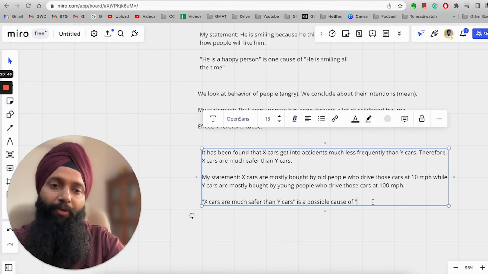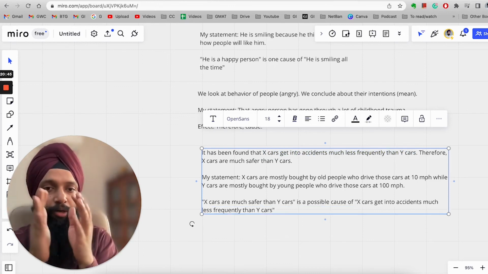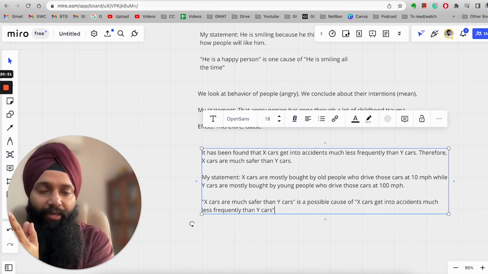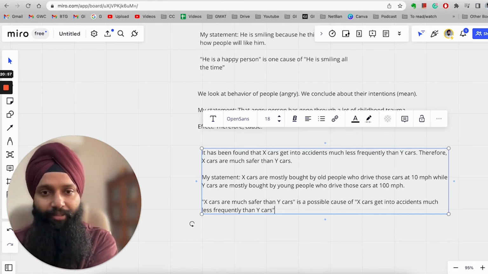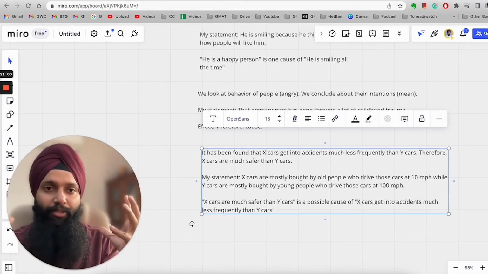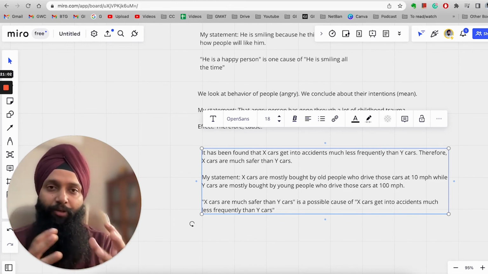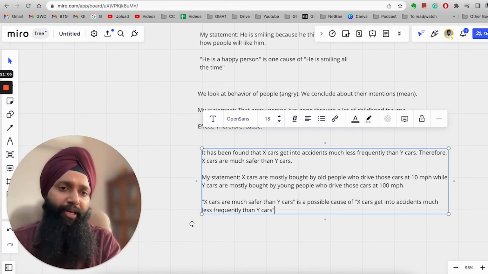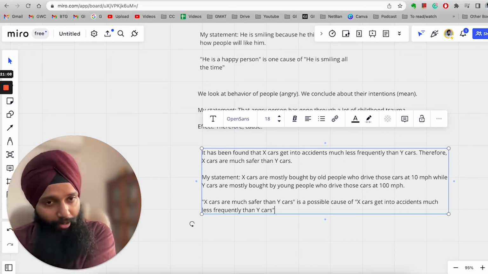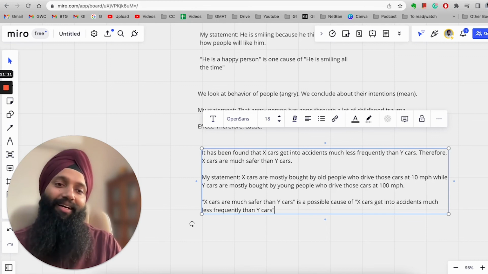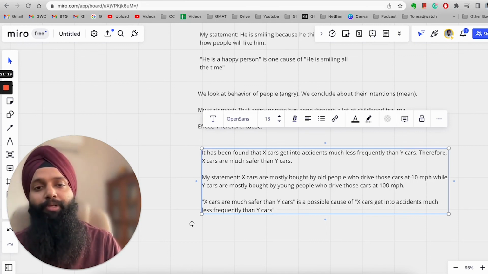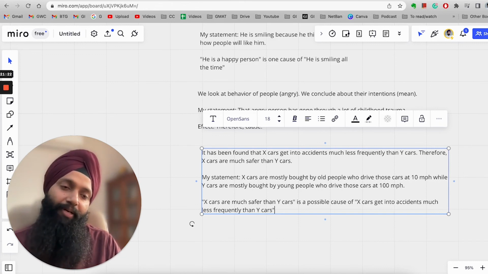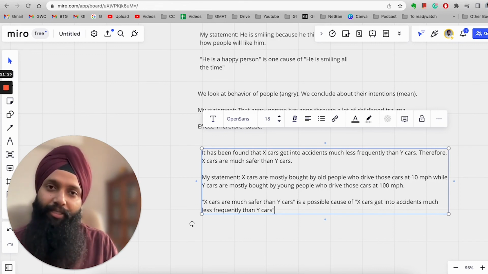But when you read this, probably you may not have even thought that we are concluding a cause from the effect, right? But this is a very common argument structure we have in our daily life. We look at the effect and we deduce a cause. But some of these things are so interlinked in our mind that we don't even realize that we are concluding a possible cause. We think, yeah, that's how safety is defined. No, safety is one possible cause of accidents being less frequent. There could be other causes also. As I said, X cars are possibly bought by old people who drive these cars at 10 miles per hour. So naturally, they're going to get into accidents less frequently.